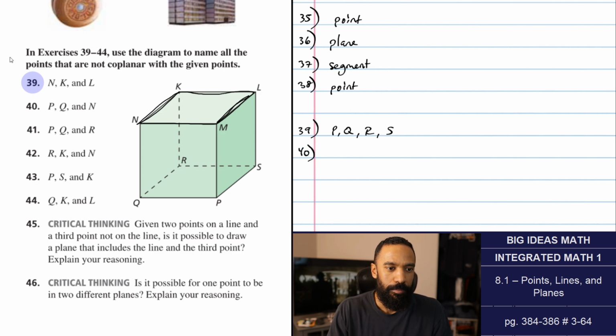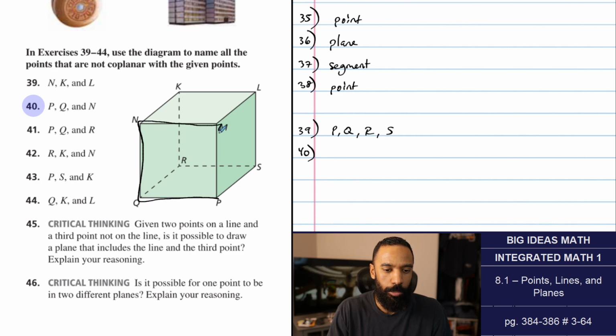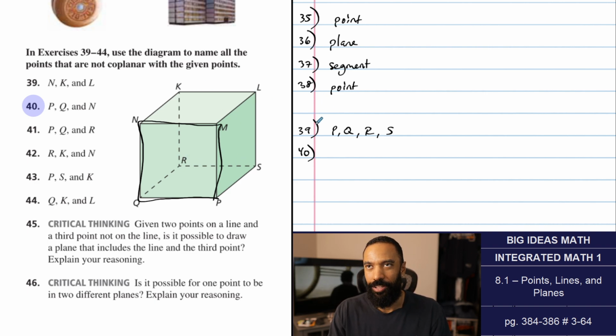Number 40, PQN. Identify which points are not coplanar with plane PQN. PQN is the front-facing one. M is coplanar with it. Once again, it shares it. So it's these 4 letters in the back: J, K, L, R, S, if I'm to be alphabetical.